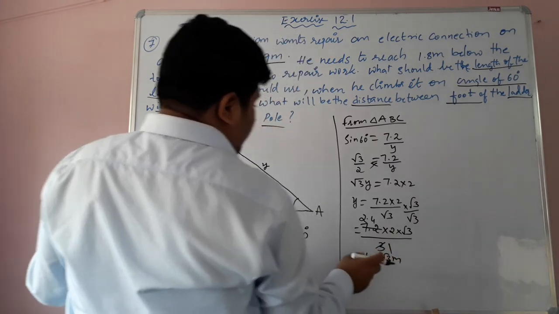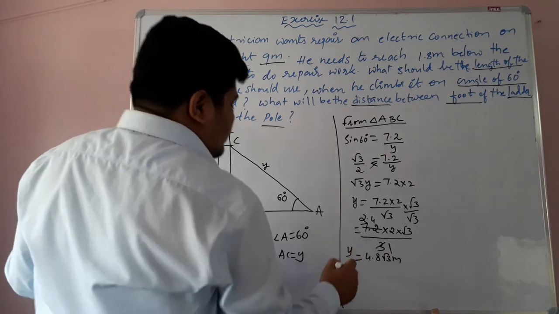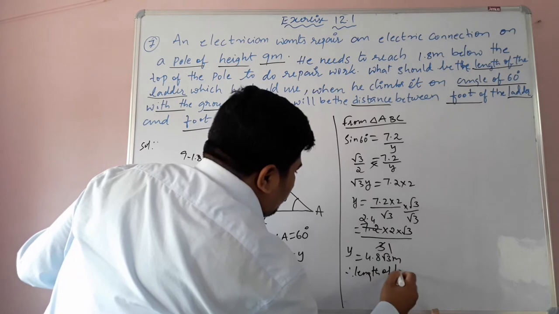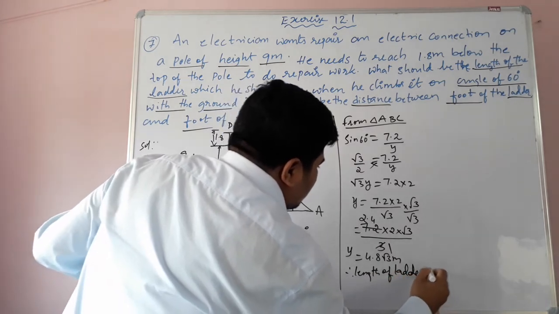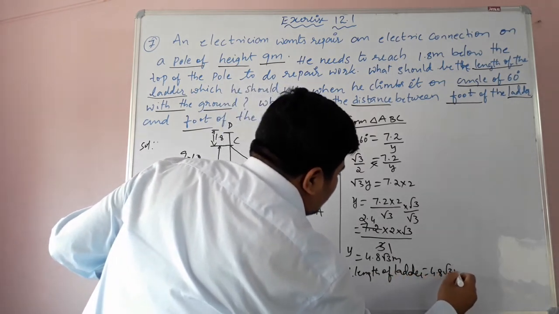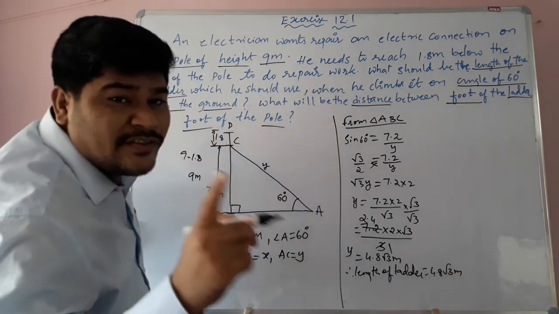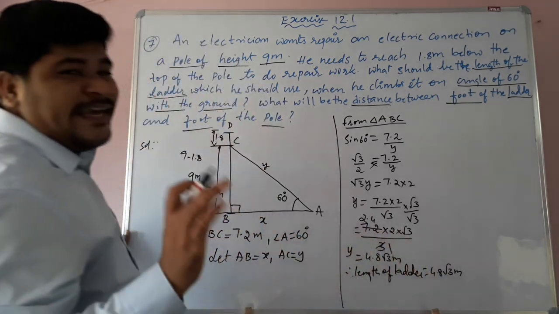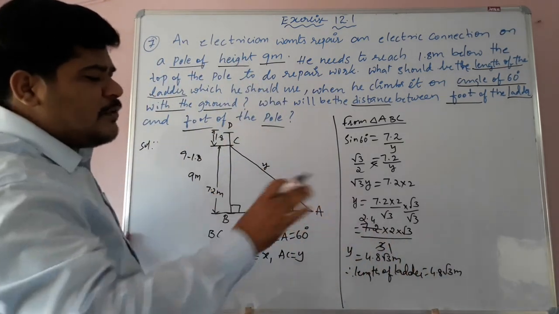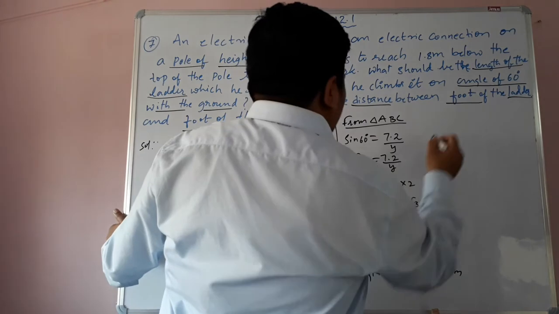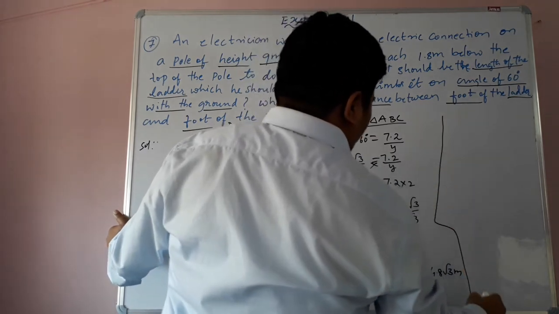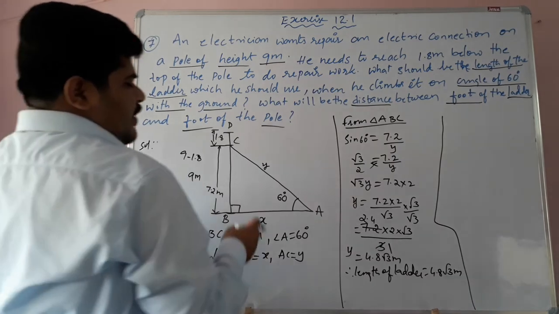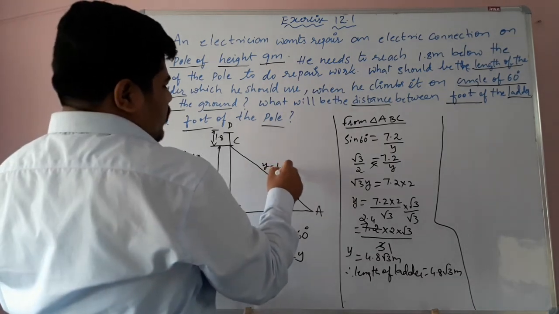So what is this, students? This is the value of y, meaning the length of the ladder. So the length of the ladder is equal to 4.8 root 3 meters. Students, if you want, you can take the root 3 value as 1.732 and multiply it with 4.8, you will get the answer. You can stop here also, no problem. And next, now I want the value of x. So what is the value of y? y is equal to 4.8 root 3.